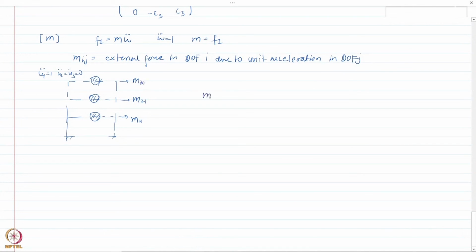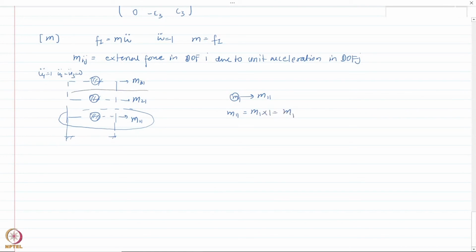Okay, so let us consider the free body diagram of this, where a force M11 is being applied and the acceleration is 1 here, right? And it is not connected to any of the masses. So what does that mean? M11, the force, is equal to the mass M1 times 1, which is equal to M1.